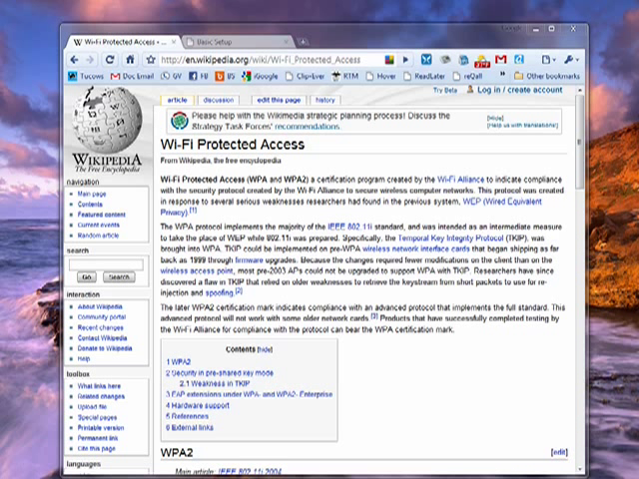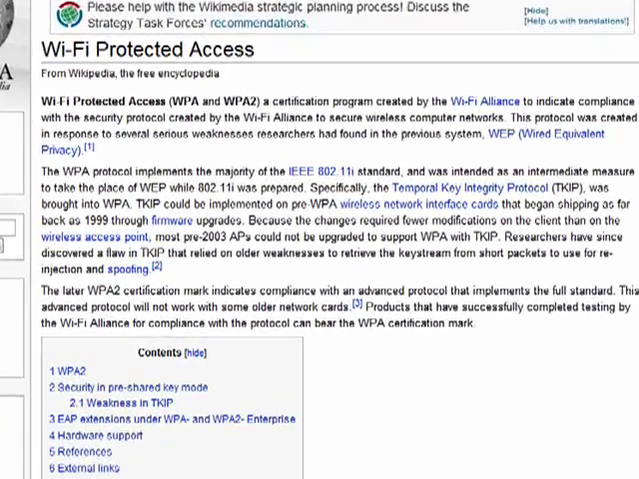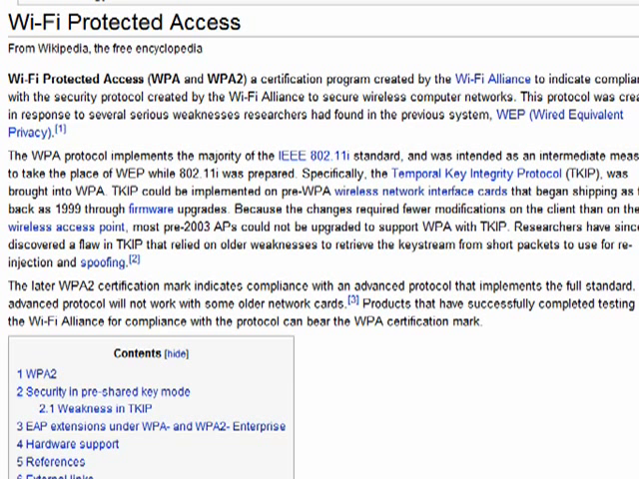Welcome to your Buttersatcher.com tutorial on what is WPA. WPA stands for Wi-Fi Protected Access. It's a means for protecting your wireless network.